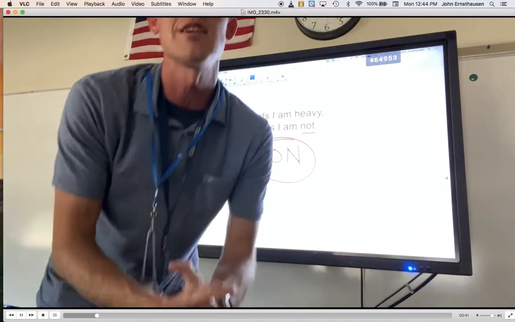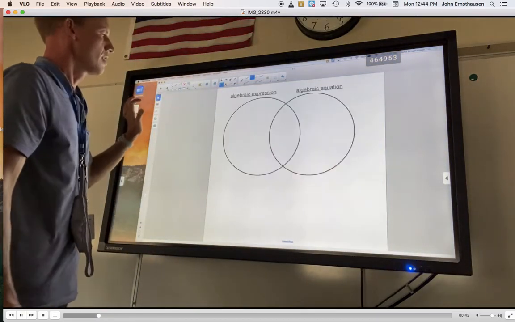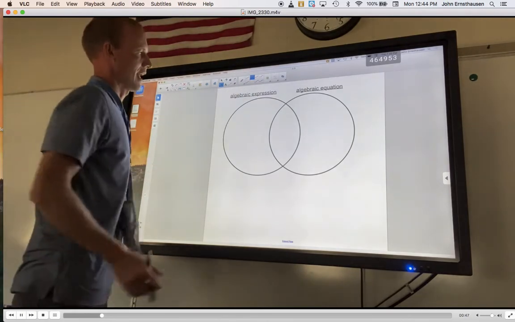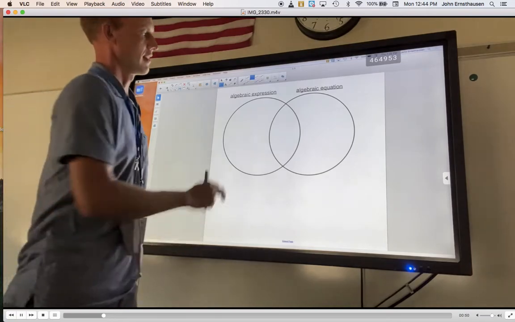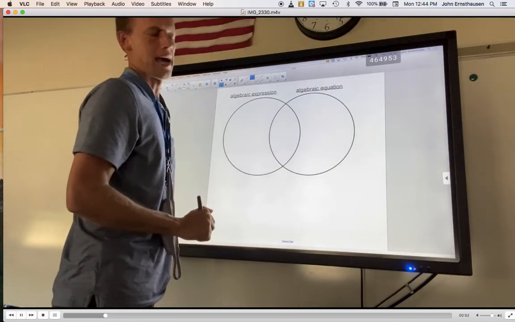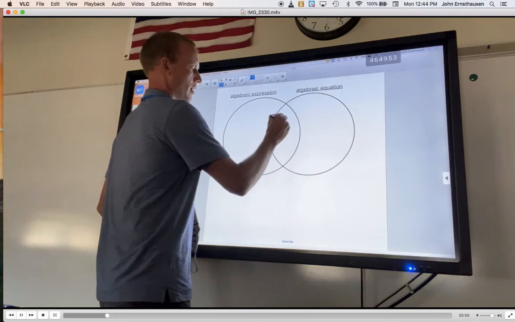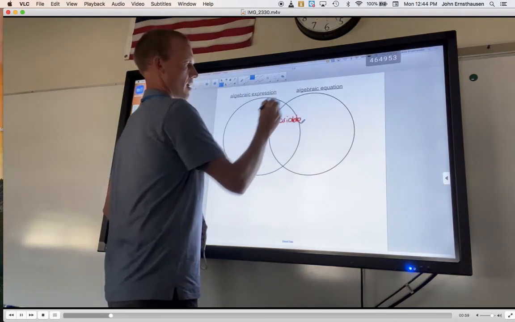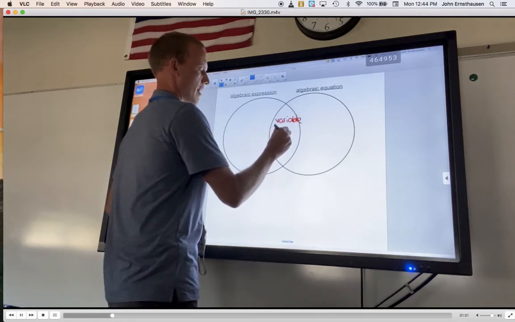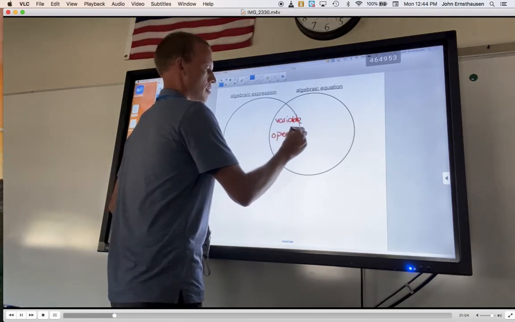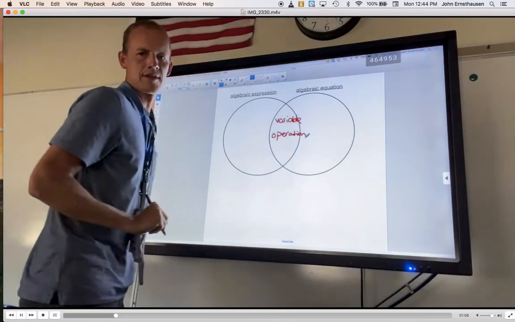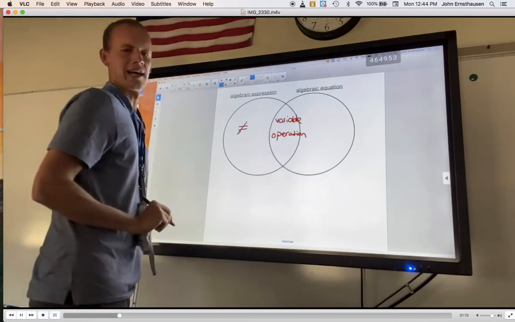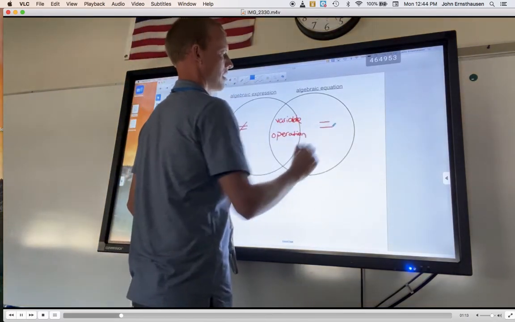Okay, cool. All right, we're going to get started with today's lesson. So we're going to review expressions and we're going to talk about equations. First of all, an expression and an equation in this Venn diagram share a couple attributes. They are both going to have a variable because they are algebraic, okay? And they are both going to have an operation. Does anyone know what makes them different? An expression does not have an equal sign, and an equation does.